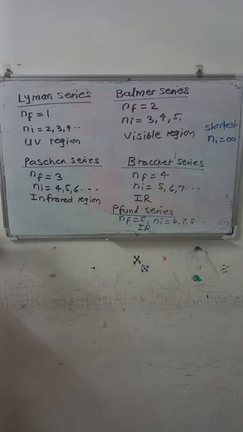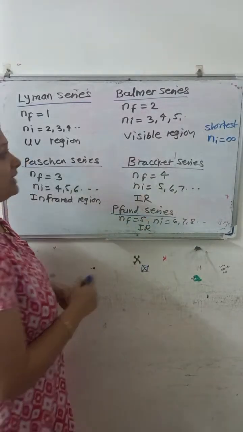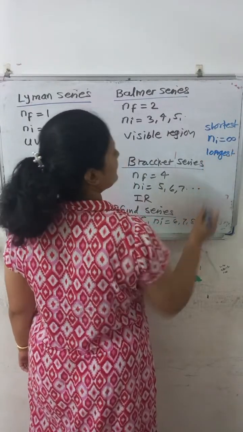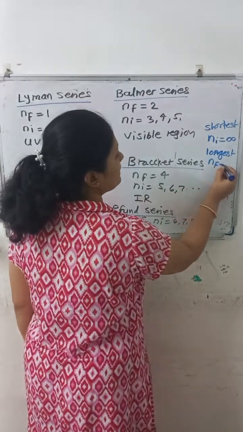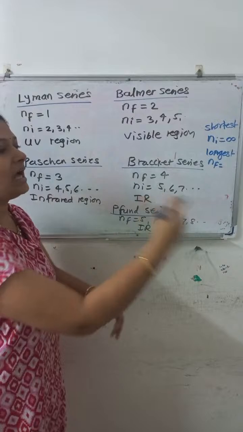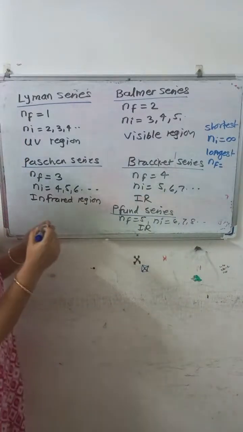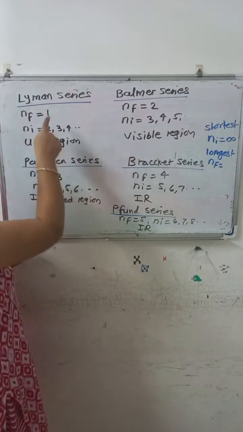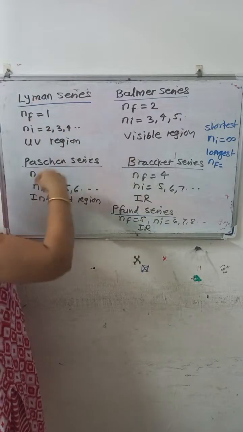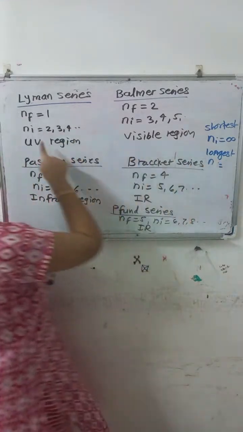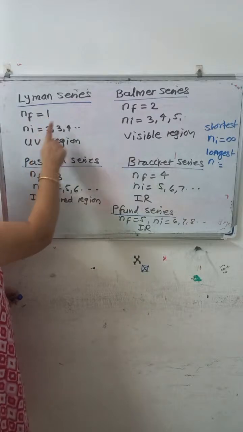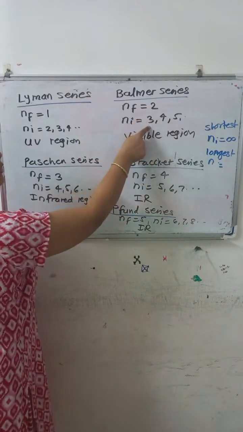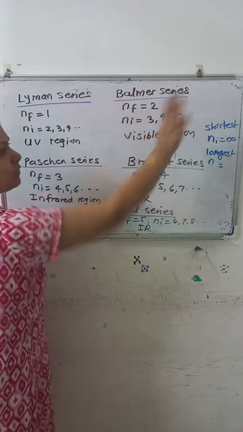So here, shortest wavelength means we take n initial as infinite, and whenever they are asking for the longest, then n initial is nothing but what? The one right after n final. Suppose they ask to calculate the longest wavelength for the Lyman series. In Lyman series, n final is 1, so you have to take n initial as 2. In the Balmer series, if they are asking for the longest, then you have to go for 3. If they are asking for the shortest, go for infinite.